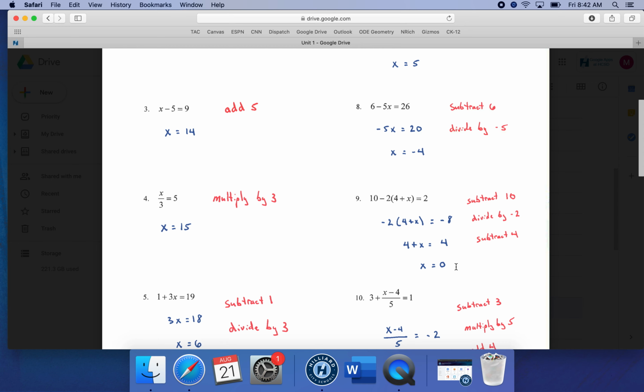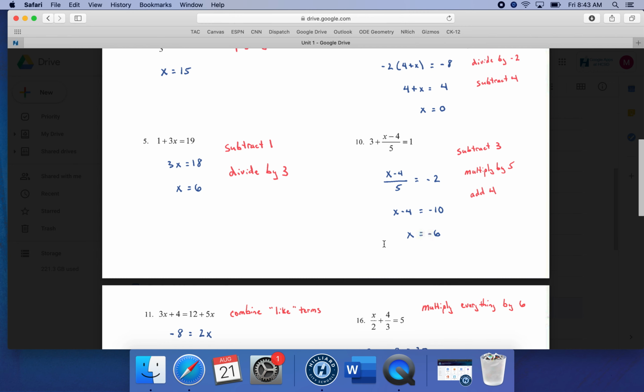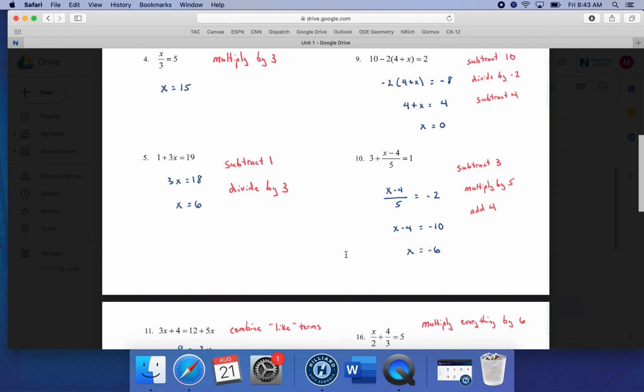Remember, x can be 0. x can be anything it wants to be. In this case, x is equal to 0, right? 4 plus 0 is 4. 4 times 2 is 8. 10 minus 8 is 2. Perfect.